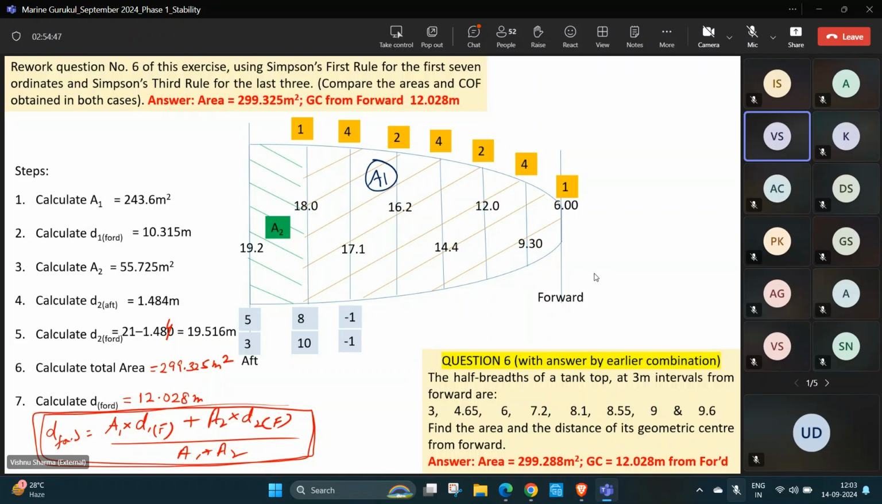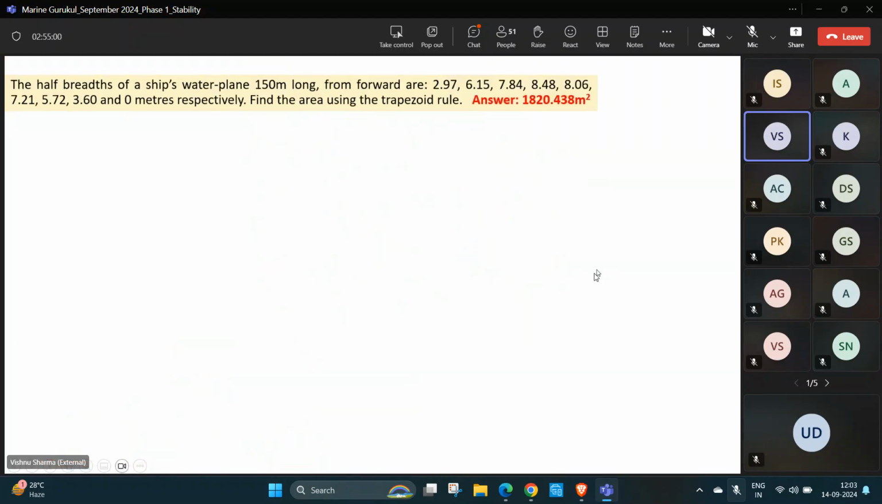Question number 19 and 20 do not pertain. They do not pertain to application of Simpson's rule. Captain Subramaniam sir has used the formula of area of a trapezium, and he's called it the trapezoidal rule. It has nothing to do with Simpson's rules per se.